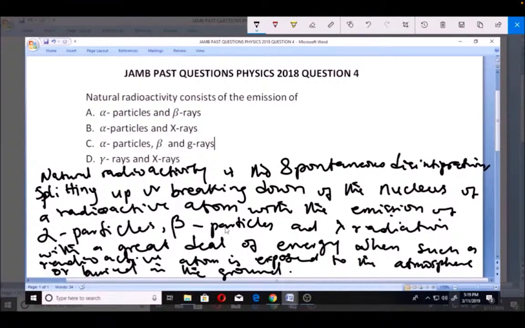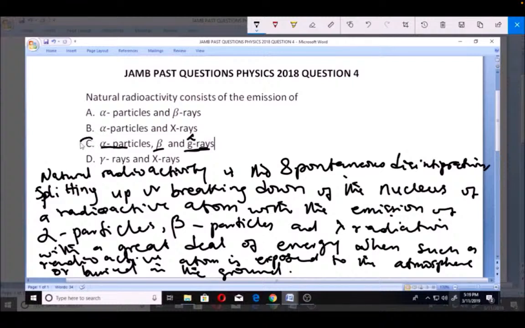So that is what natural radioactivity is. The spontaneous disintegration, that's the breakdown of radioactive atoms like radium and like uranium and all the rest of them, with the emission of alpha, beta and gamma rays. So if you look at this, you see that number C has alpha, beta, this is gamma rays, but it's represented here with G, but this is actually gamma rays.